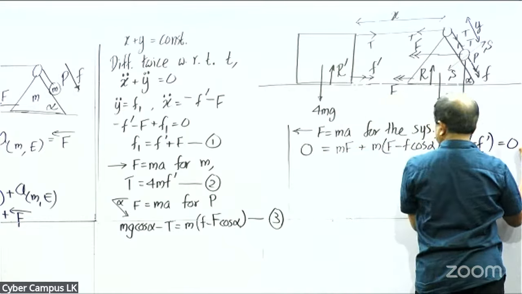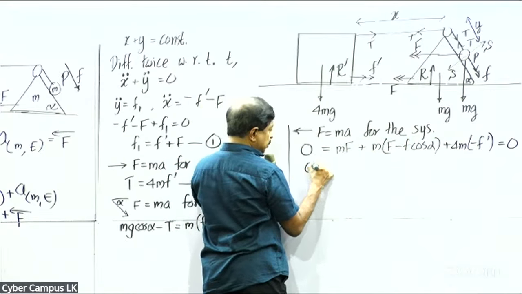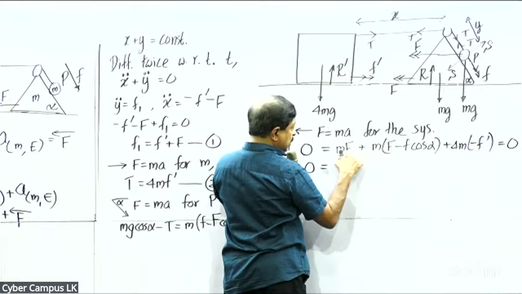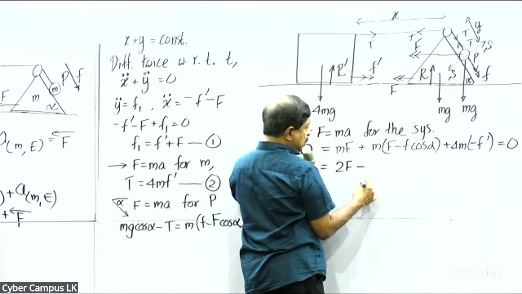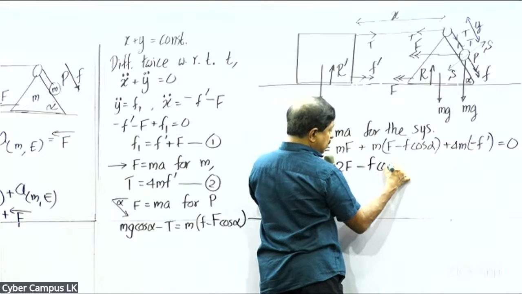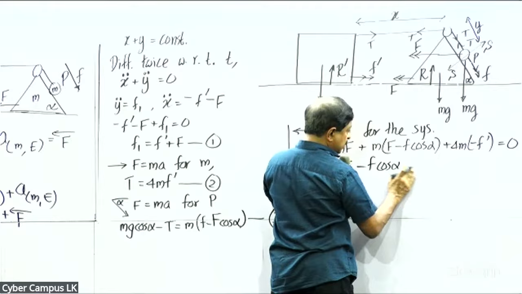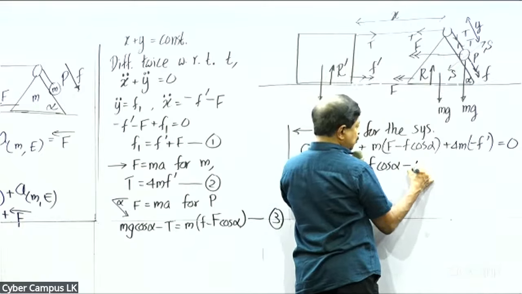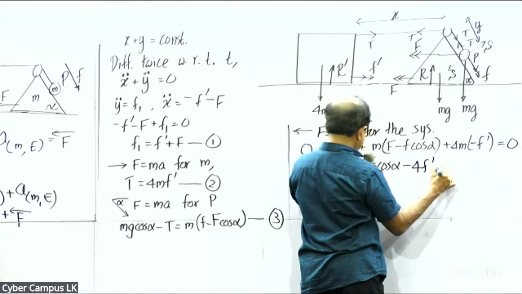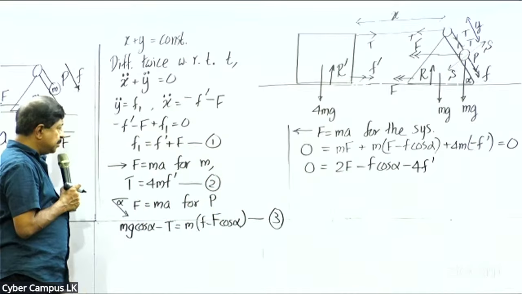That's the fourth. You can divide it by m. So you have 0 is equal to, if you divide it by m, you get 2f. Then you have F cos alpha plus, sorry, minus 4f dash. Now, this is the best time, high time to eliminate one variable.